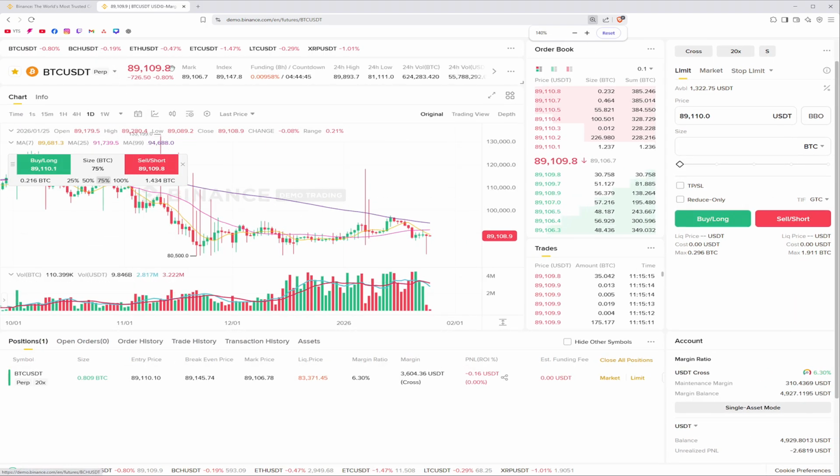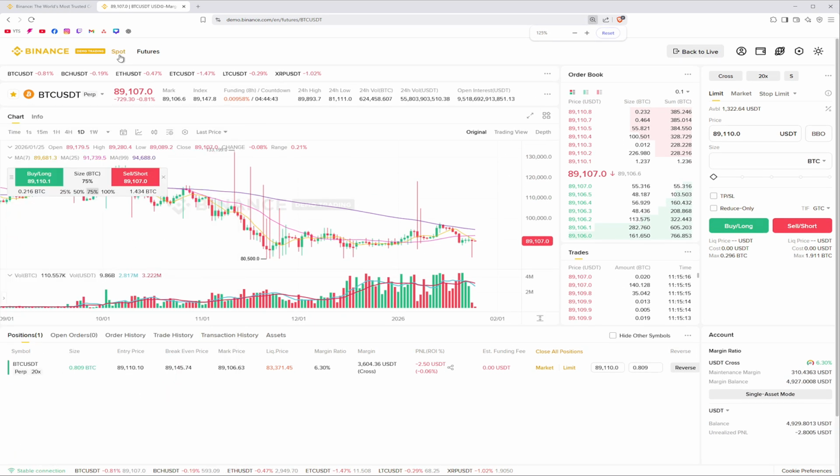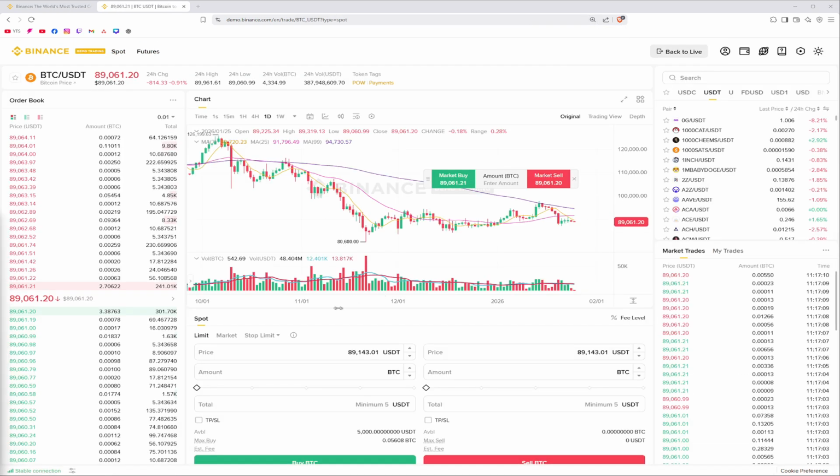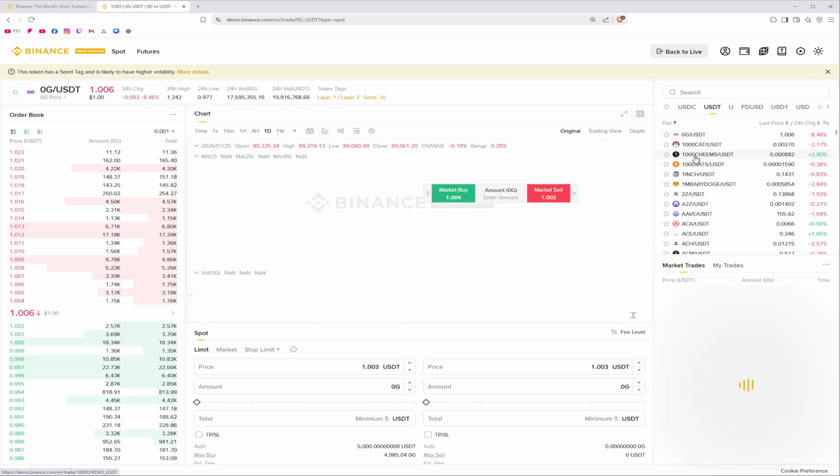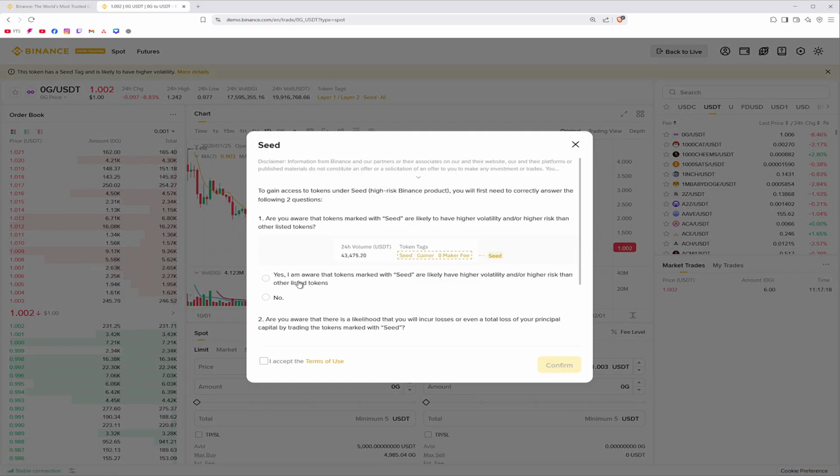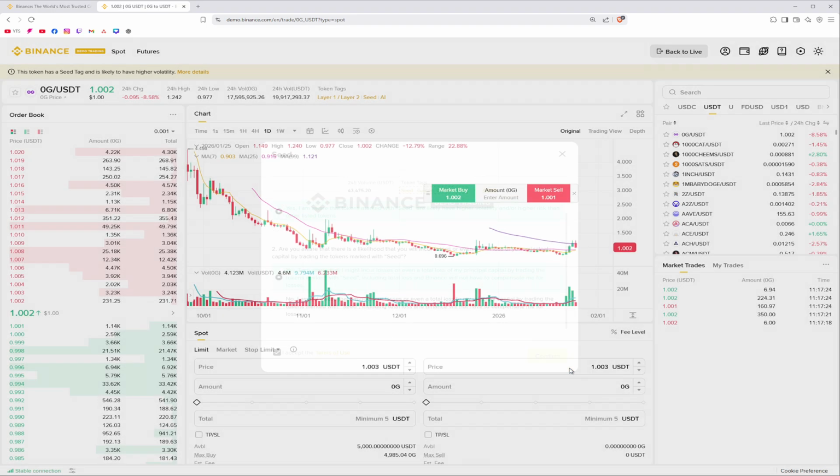Now for spot, let's go over to spot right here. For example, we would like to select a trading pair, maybe just OG USDT, just for example. Okay, yes, accept, yes, confirm.